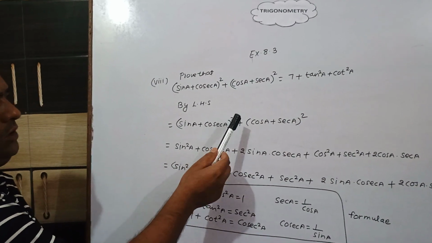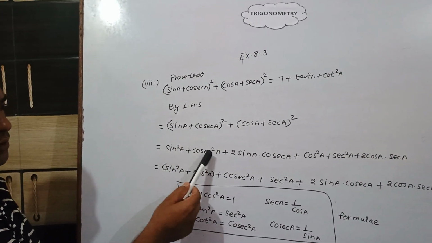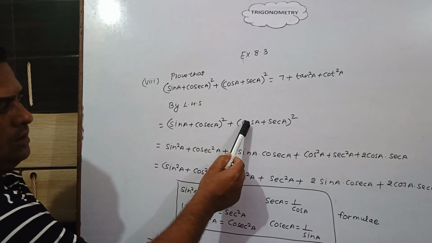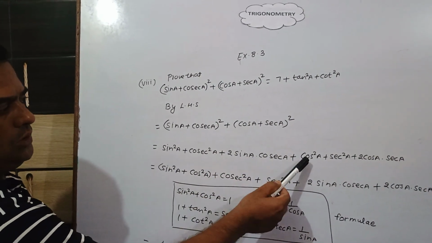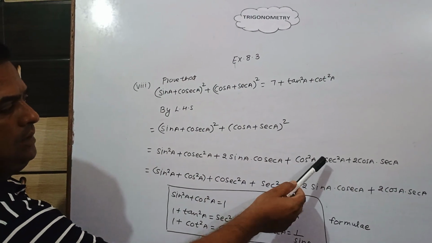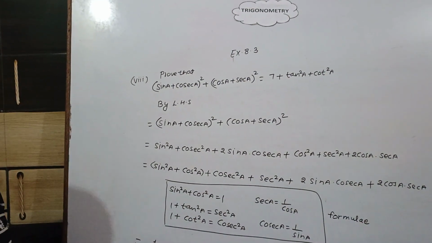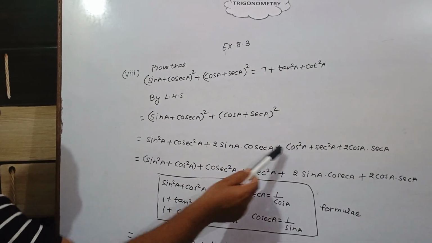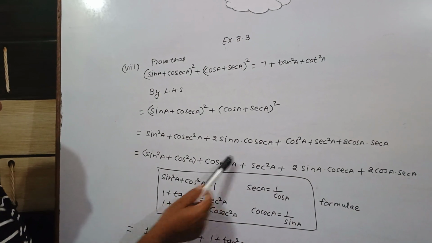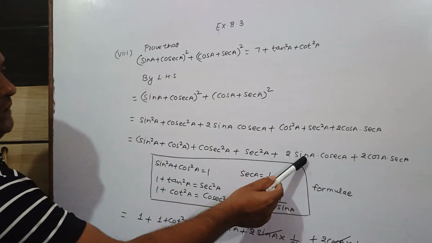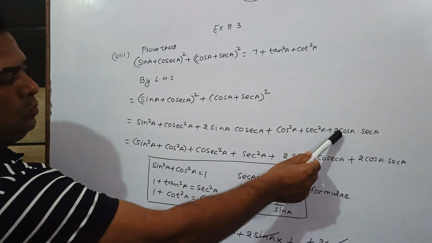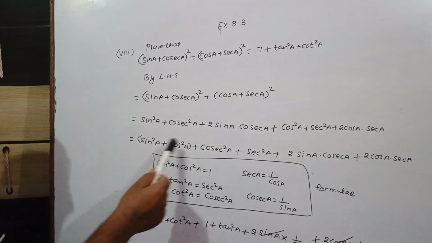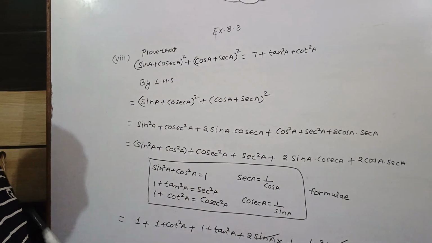(a plus b) whole square: this is sin square a plus cosec square a plus 2 sin a into cosec a. Then we apply the same to the second bracket: cos square a plus sec square a plus 2 cos a into sec a. Now we are rearranging all the terms. We are writing sin square a plus cos square a, then cosec square a, then sec square a, 2 sin a into cosec a, then 2 cos a into sec a. We have rearranged all the terms. Now these identities we will apply in this question.